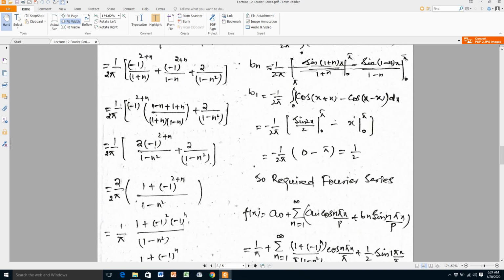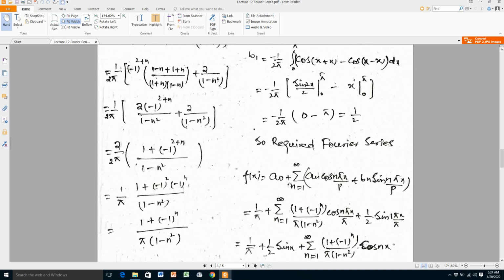So in this way, the required Fourier series is f of x is equal to a naught plus summation n is equal to 1 to infinity a n cos n pi x over p plus b n sin n pi x over p. When I substitute here the respective values, and you know that a naught is equal to 1 over pi plus summation n is equal to 1 to infinity 1 plus minus 1 raised to the power n, and the value of a n, pi into 1 minus n square cos n pi x over pi plus 1 over 2 sin n pi.